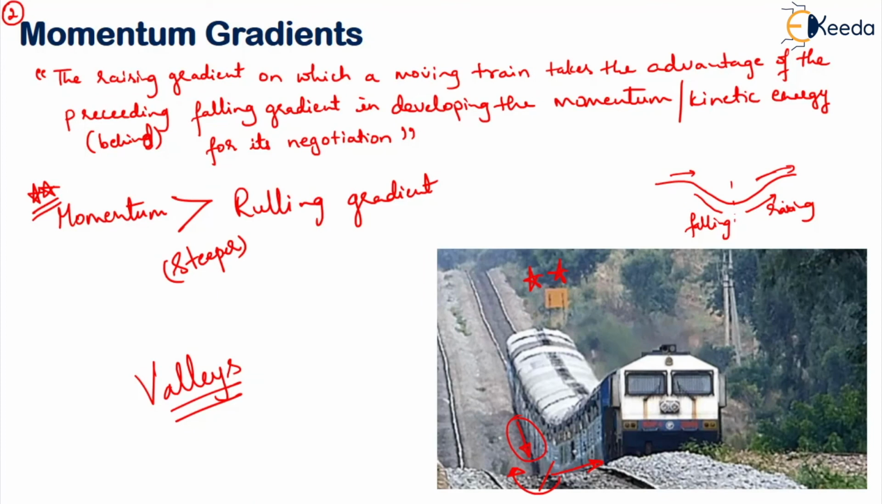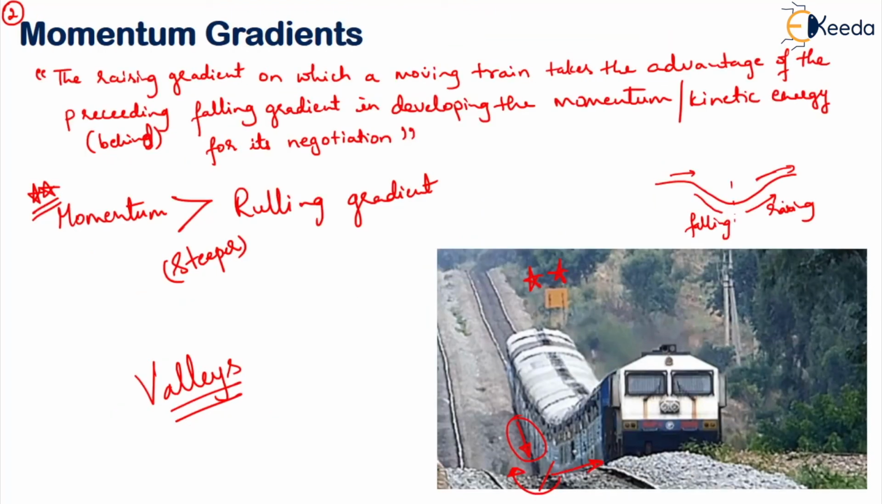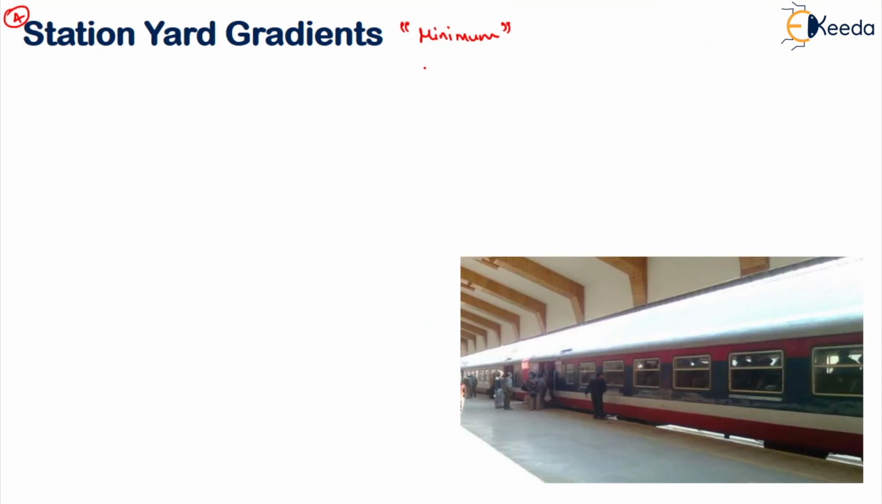So it is the minimum gradient. Maximum gradient is what? Ruling gradient. Momentum gradient is greater than ruling gradient, but in valleys, right? Pusher gradient is also greater than ruling gradient, but in hilly regions. Now moving on to the last one, it is the station yard gradient, right? It is the minimum gradient that you have to provide, especially for the ease of the drain. Mainly we will provide the minimum gradient in station yards.